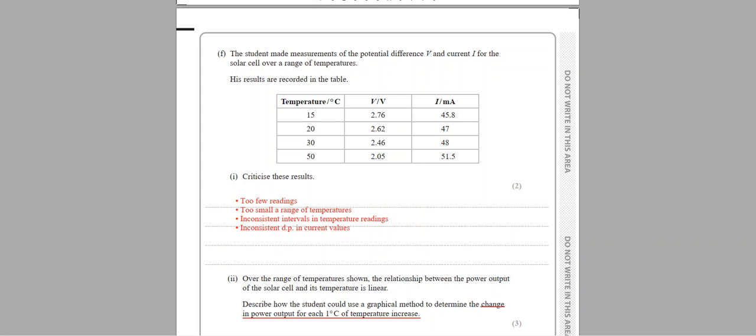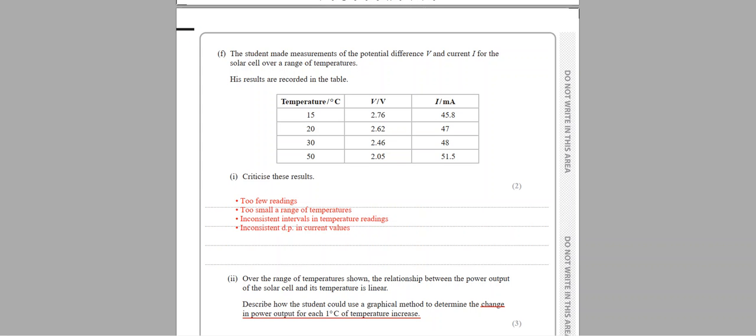When you look at the temperature range, it starts at 15 and ends at 50. You could have easily increased the range of temperatures, so that is also a form of criticism that you can draw. Too small a range of temperatures. And next is inconsistent intervals in temperature readings. You start off with 15, then 20. The next logical interval should have been 25, but it turns into 30, and then it is 50. So the intervals are not consistent.